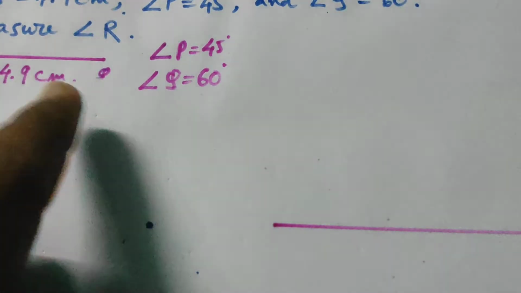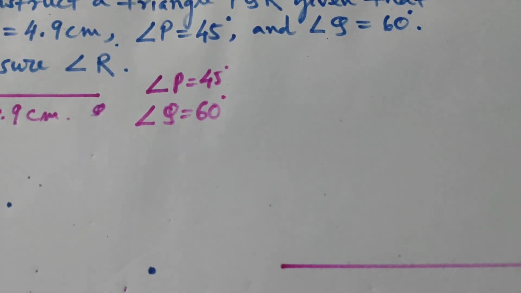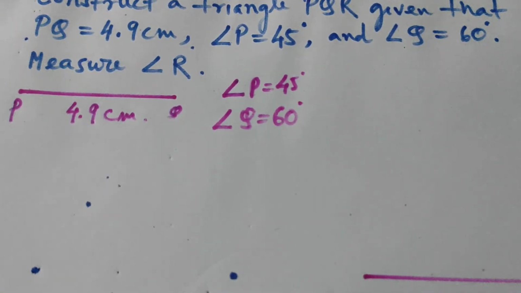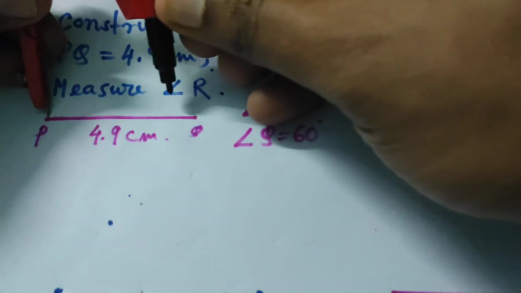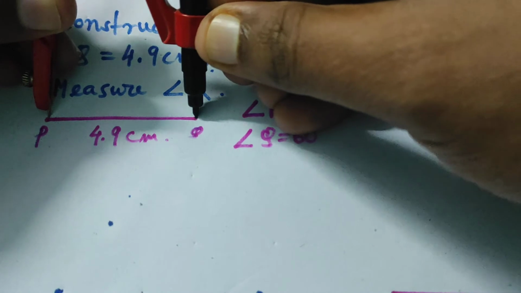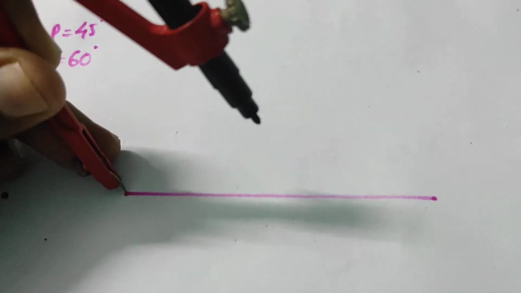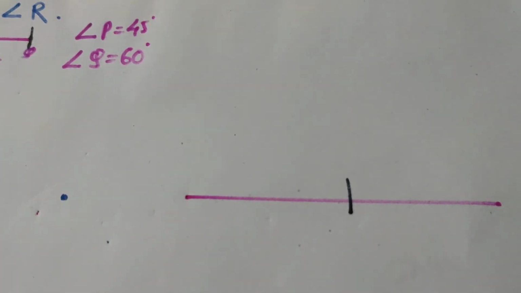Okay, so now we will take the measurement of 4.9 centimeter in the compass. Let us take 4.9 centimeter like this and extend the other arm of the compass at one end point, which is Q. So this is our PQ. Now here we put the needle and cut our 4.9 centimeter. So the names of these 2 points will be, this is P and this is Q.